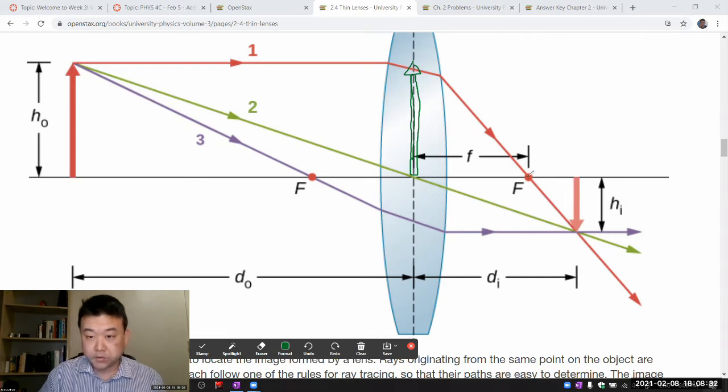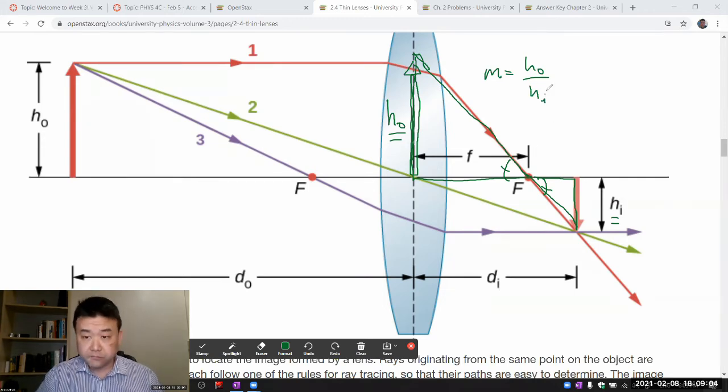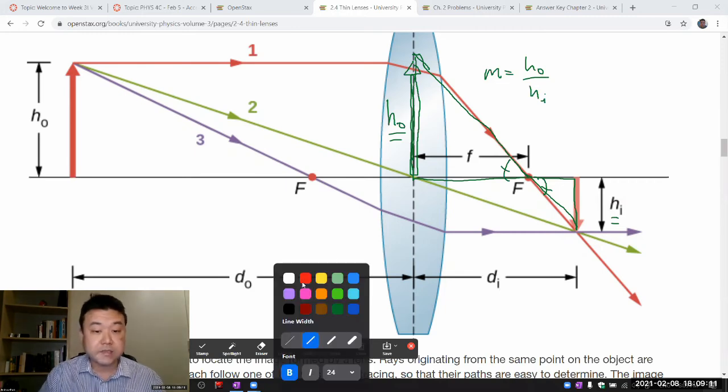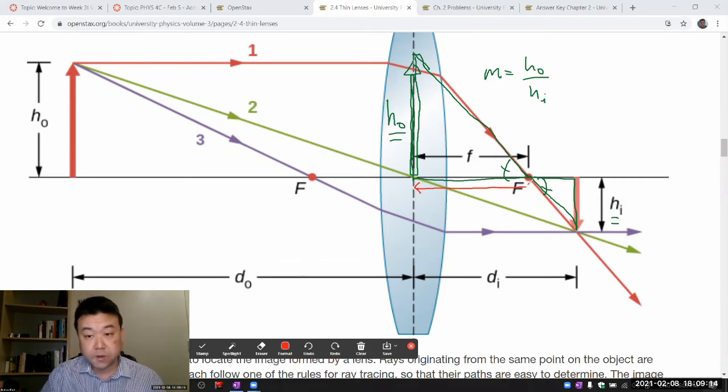The geometry they use are these two similar triangles. You have this triangle here, one, and this triangle here, two. They are similar because these two angles are congruent, when everything else works out. So when you have a magnification expressed in terms of the object height and the image height, HO over HI, then that ratio of lengths can be related to a ratio of other lengths in these similar triangles. This length is useful, and this length is another useful length.